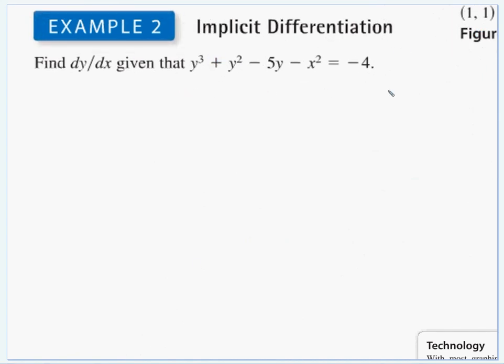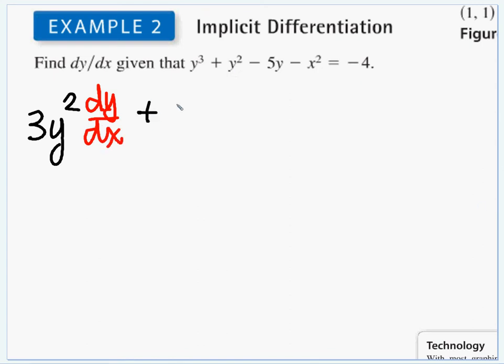Okay, so we got a function here. It's equal to negative 4. Step 1 is derive both sides with respect to x. So let's see, our first term is y to the third. That's going to derive to a 3y squared, and I'm going to switch ink colors here so my dy dx's stand out. So there's our first term.